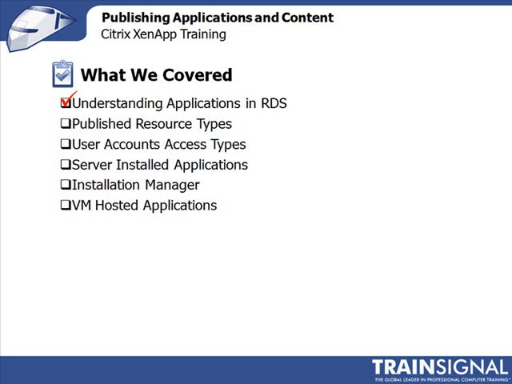So we talked about a lot of things that you need to watch out for when you're evaluating an application for RDS installation. We then moved on to talk about the different published resources types that are available. We talked about server desktops. We talked about applications and how you have streamed applications to XenApp, streamed applications to clients, how you have published applications which are installed applications on the actual XenApp server.